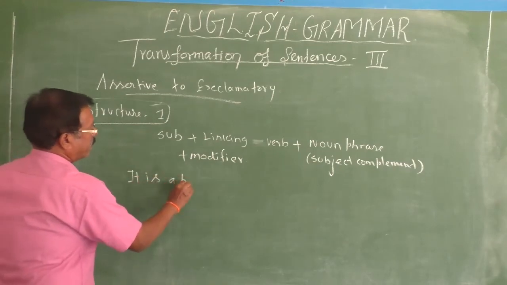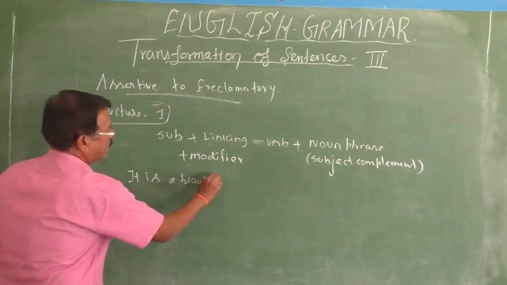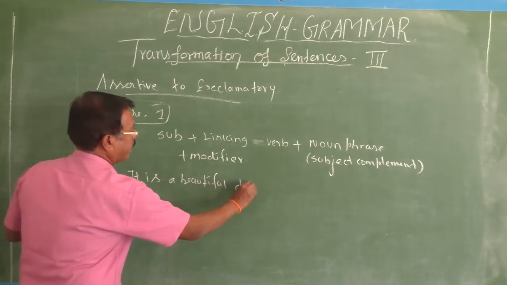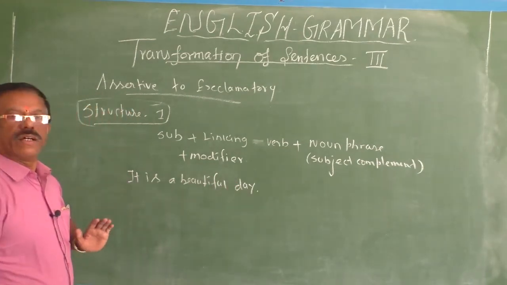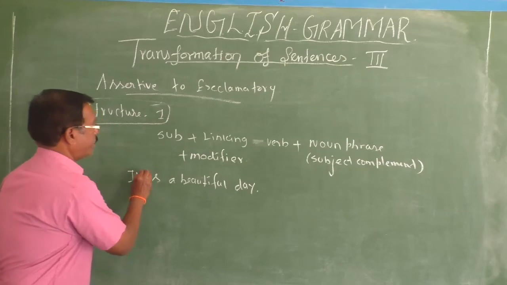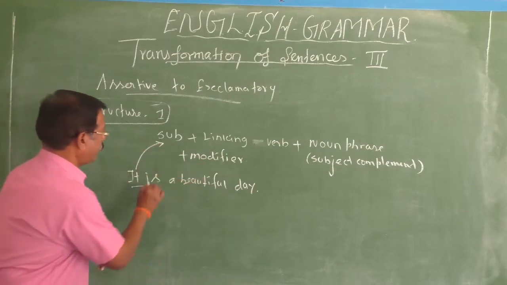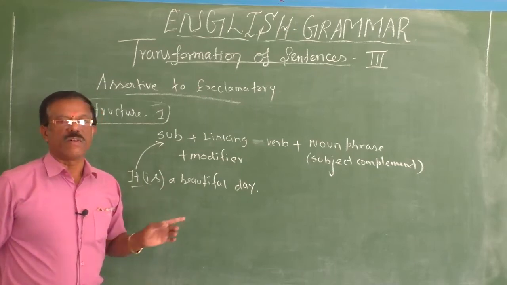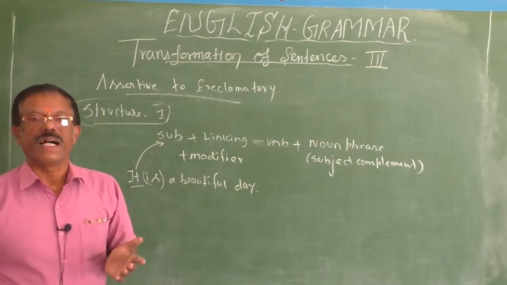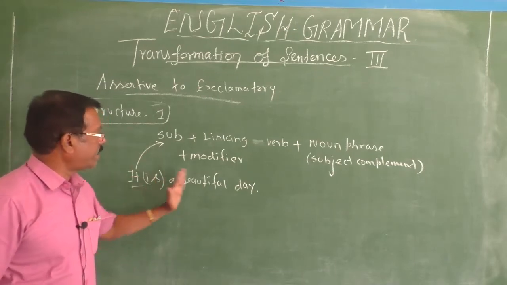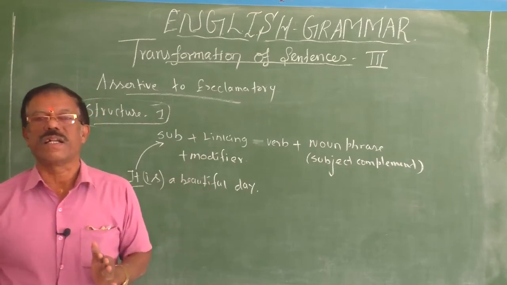It's a beautiful day. It's an assertive sentence, no doubt. Okay, fine. See, subject. Here you have the subject. Then what's the linking verb? Is. Why do we call this verb a linking verb? Because it connects the subject with the complement. Therefore, this verb is called a linking verb.